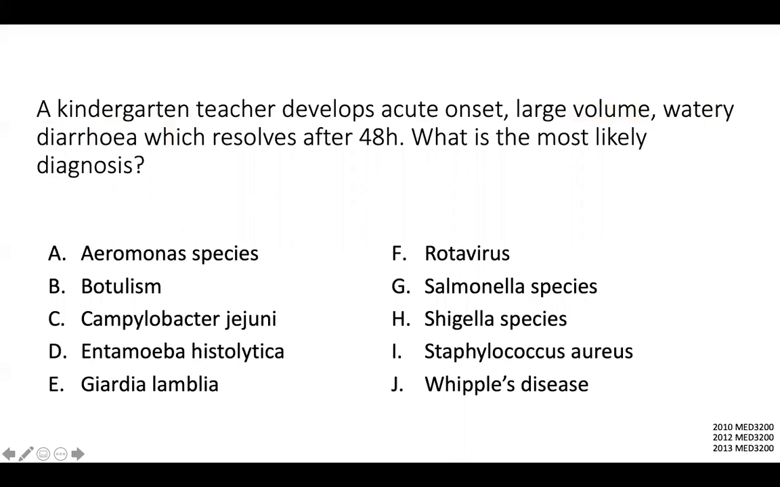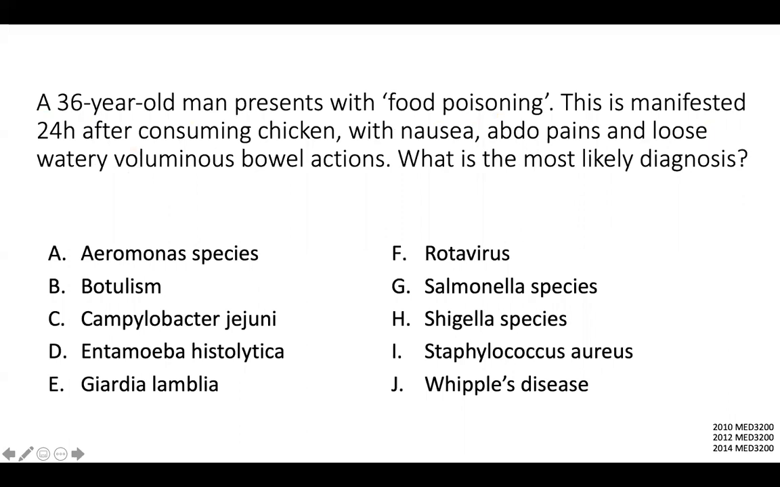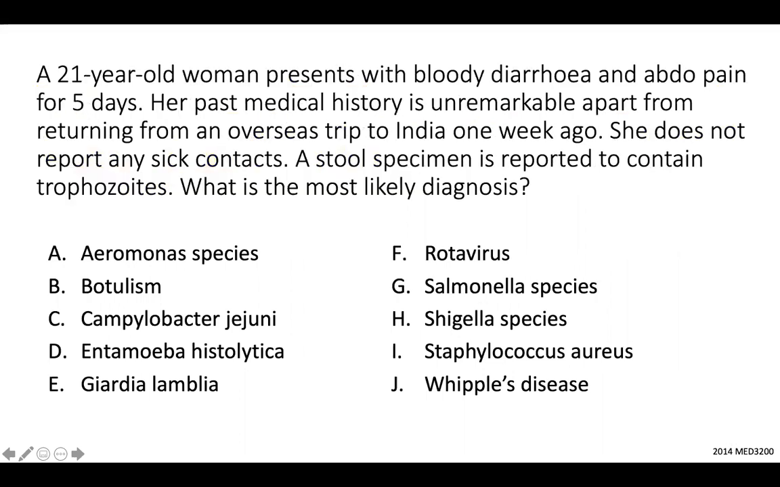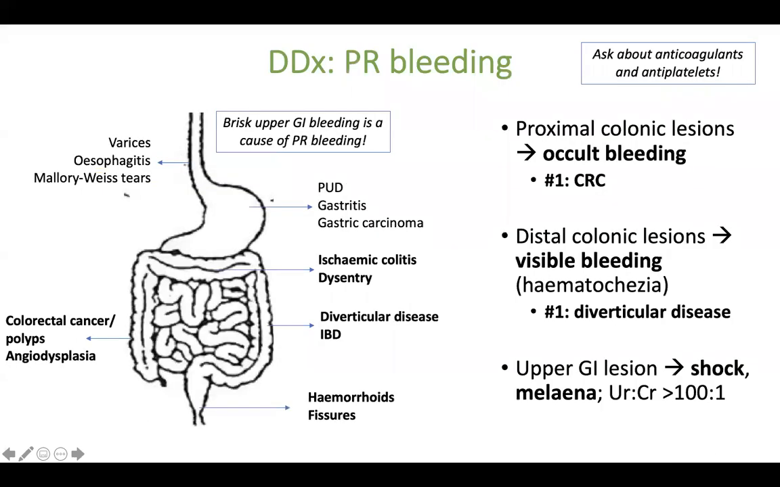So kindergarten teacher, rotavirus, nice. Okay. Chicken. Okay, and we'll cover loose, watery, voluminous bowel actions. Okay. Bloody diarrhea, trophozoites. Entamoeba, yeah. Okay, and India. So typically a return traveler. Okay. Cool. So those are all your gastro ones.